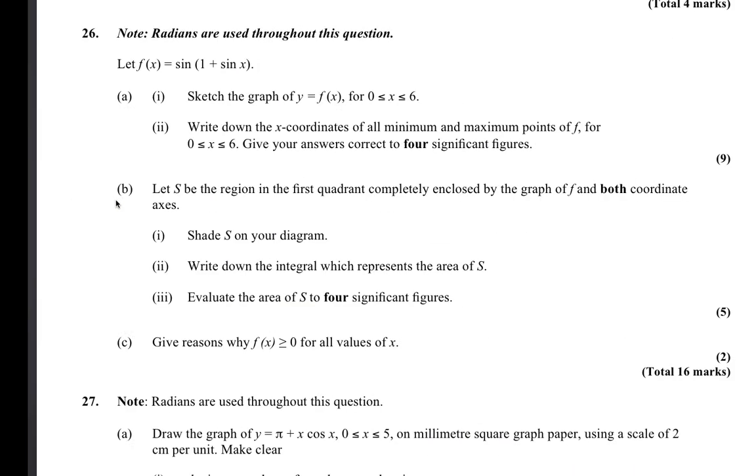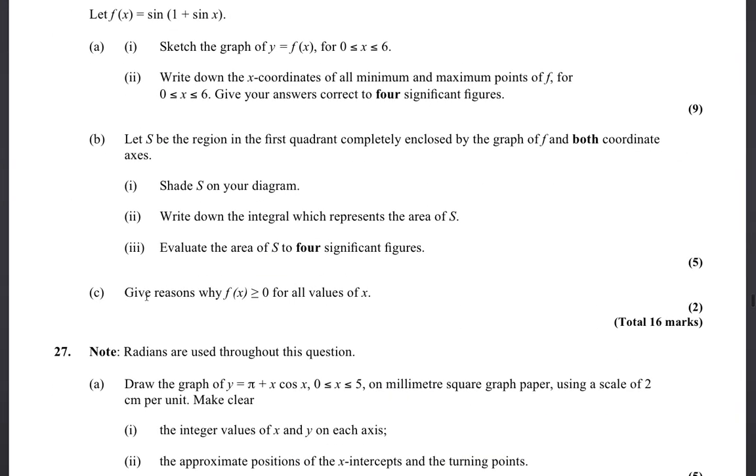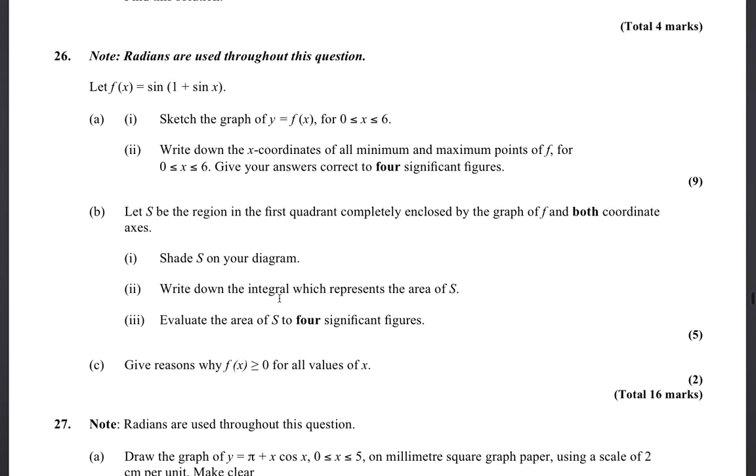Okay. So that's it. The last part, give reasons why f of x is greater than or equal to 0 for all values of x. Basically, sin x lies between -1 and +1, students. The maximum value is 1 and minimum value is -1. So 1 plus sin x, the minimum value will be 0 and the maximum value will be 2.